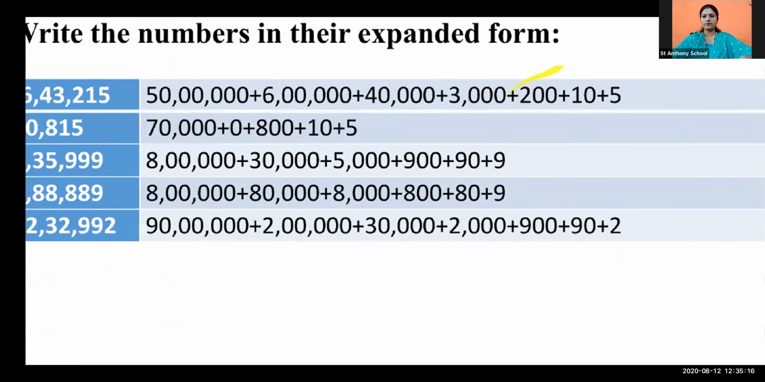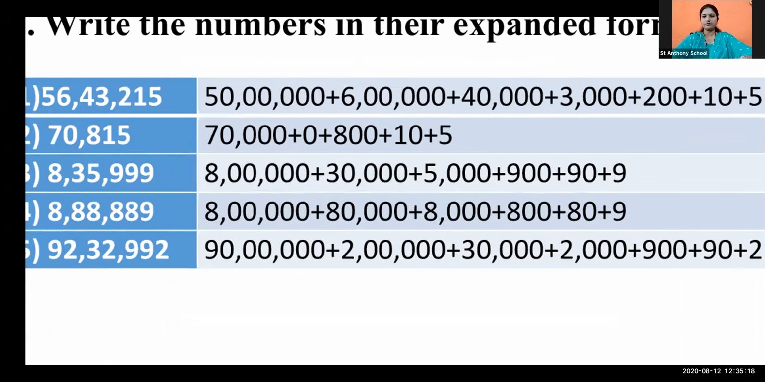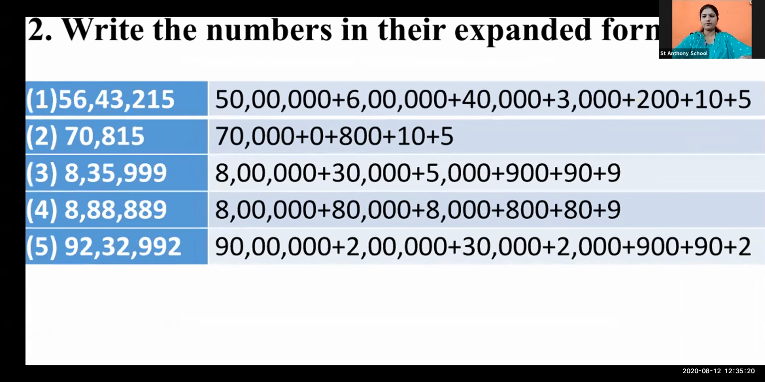Here, first one. I hope everyone is able to see. Our first question is, first number is 56,43,215. Now, how will you write the expanded form?